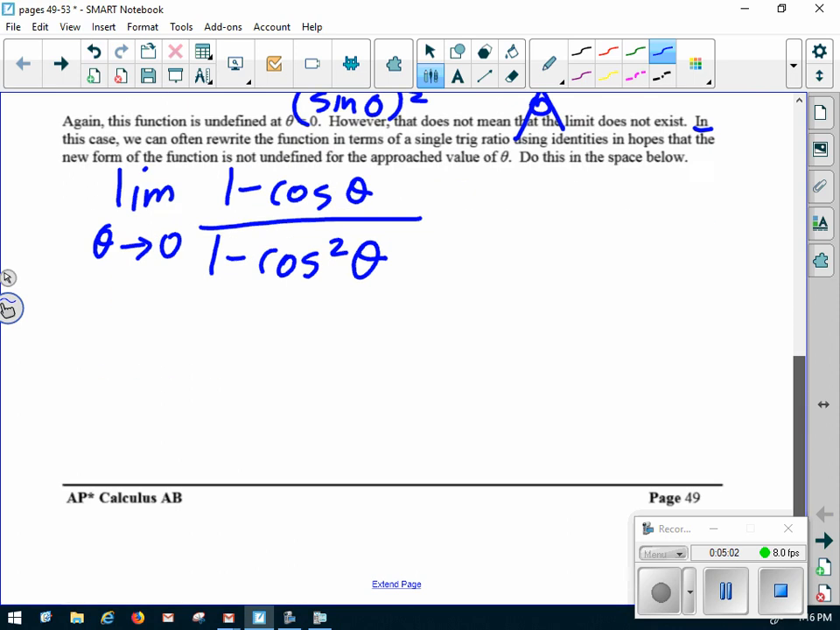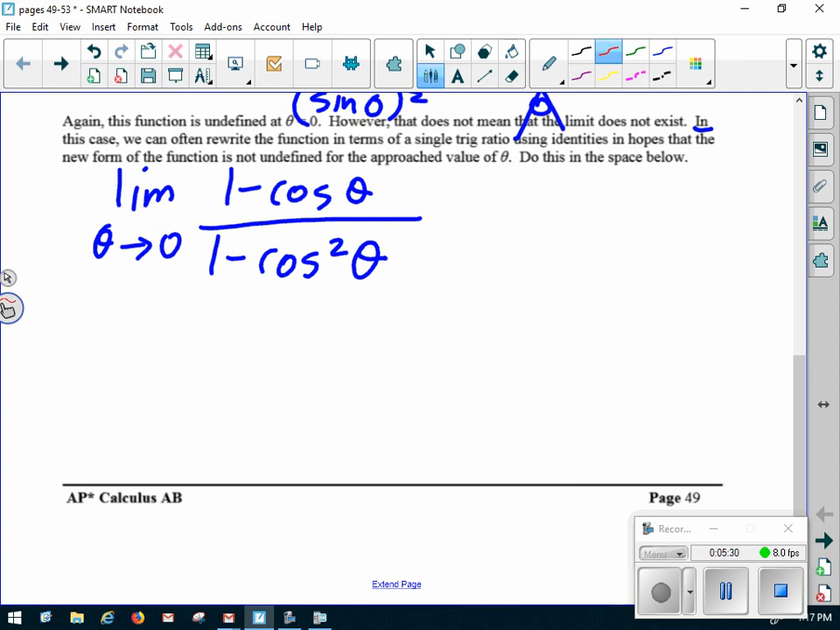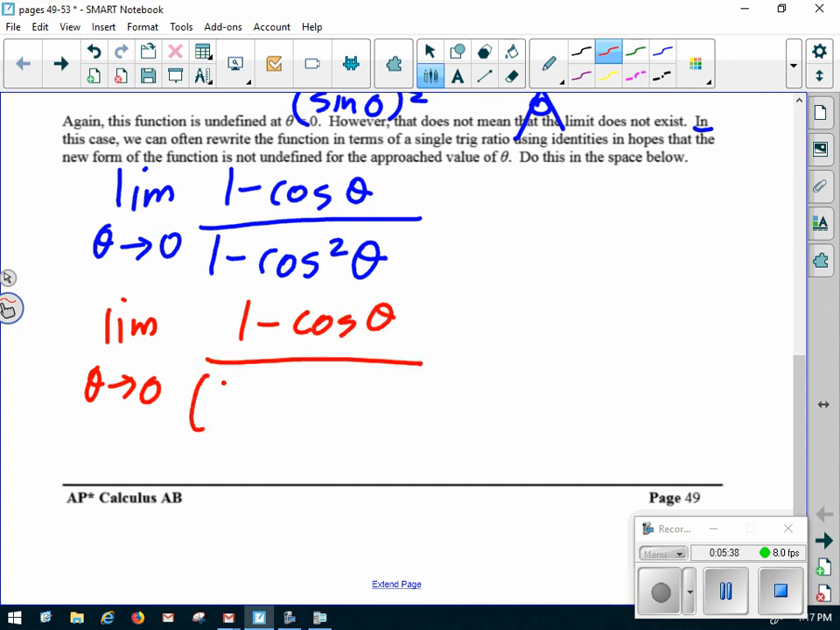Now, if you'll notice, we've got everything written in terms of one trig function. We've just got cosine. You say, well, that doesn't help me, so what am I going to do? The denominator. What do you see? The denominator is a difference of two squares. That's right. So I'm going to write the limit as theta approaches 0 of 1 minus cosine theta over 1 minus cosine theta times 1 plus cosine theta.